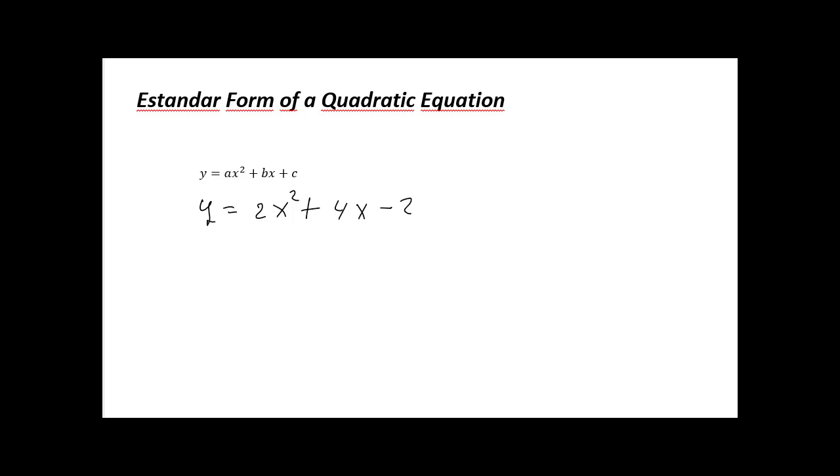Well, we need to identify the value of a, b, and c. In this case, a is equal to 2, b is equal to 4, and c is equal to negative 2. It will be very helpful because the first thing we need to do is to find the vertex. To find the vertex, we know we have an x and y component. Then, first we're going to find the x component, and then we're going to find the y component.